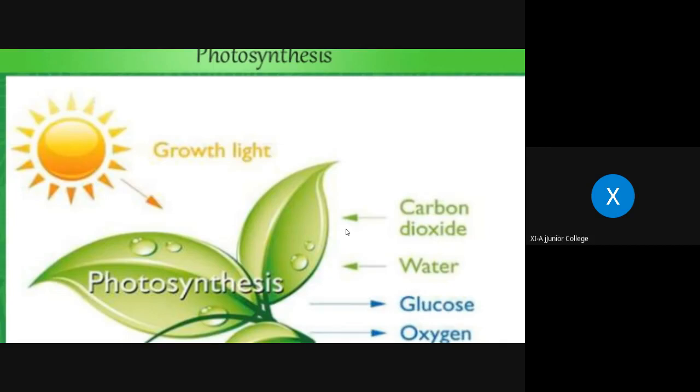In the presence of sunlight, plants prepare their food material using water, and food is produced, maybe in the form of carbohydrates, and oxygen gas is released. Which gas is utilized for photosynthesis? Carbon dioxide. You can see in the picture what is used: carbon dioxide and water. Arrows are given towards the plant where chlorophyll is present, and in the presence of sunlight, what is produced? Glucose, and oxygen gas is released.